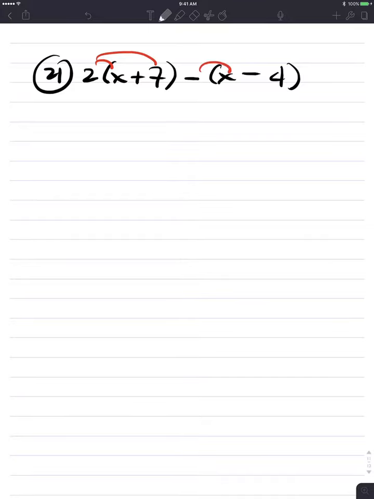Number 21, 2x plus 7 minus x minus 4. We're going to use our distributive property. 2 times x is 2x, and 2 times 7 is 14. Negative x is really negative 1 times my x, which gives me negative x, and a negative 1 times a negative 4 gives me a positive 4.